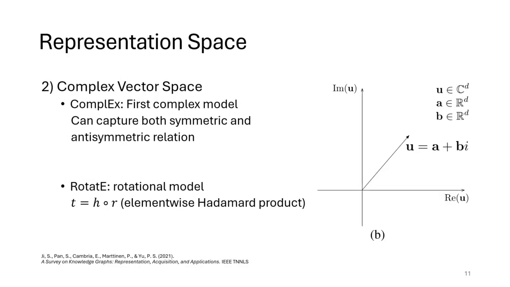The second space is the complex vector space. This space differs from the existing pointwise space in that it can express more detailed properties, and representative models include ComplEx and RotatE. ComplEx is the first complex model. It can capture both symmetric and antisymmetric relations. And RotatE can express rotational properties.